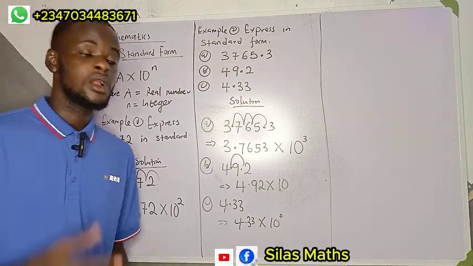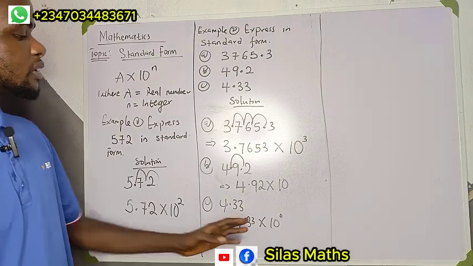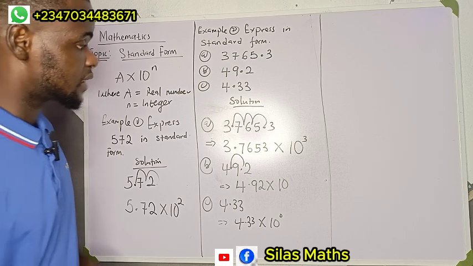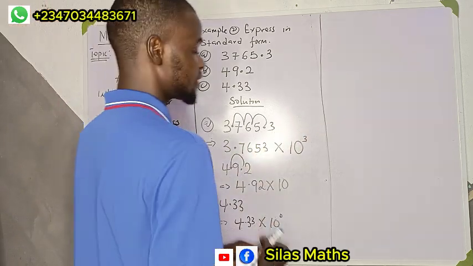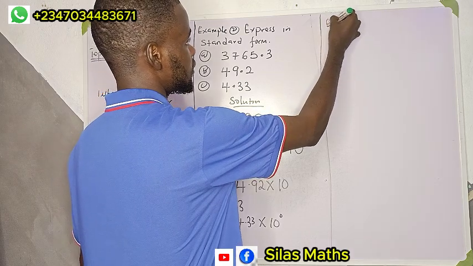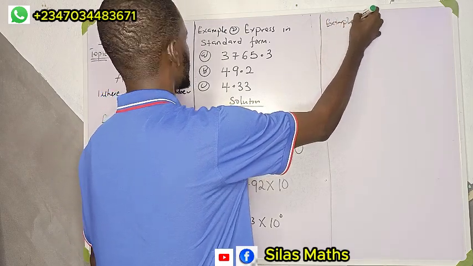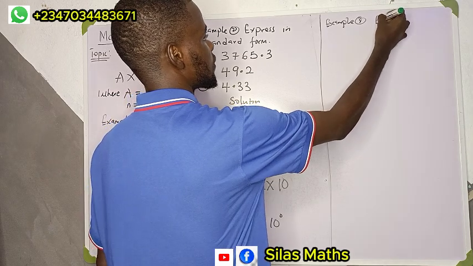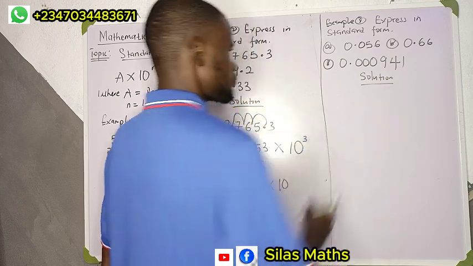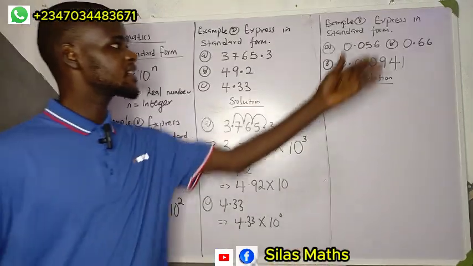Alright, so let's consider the set of examples that will have a negative index or a negative power, right, for this side. So let's consider this set of examples.